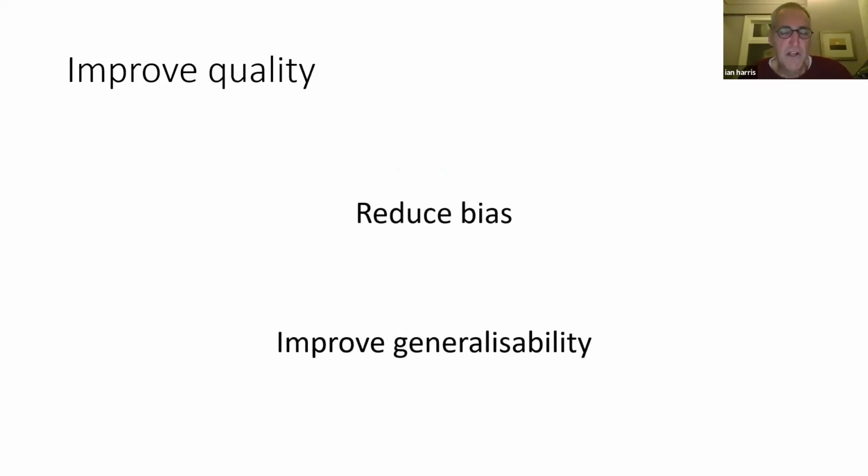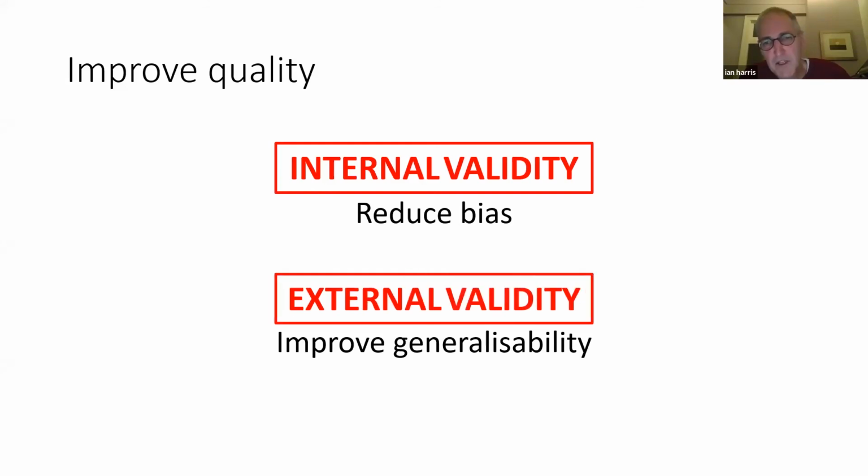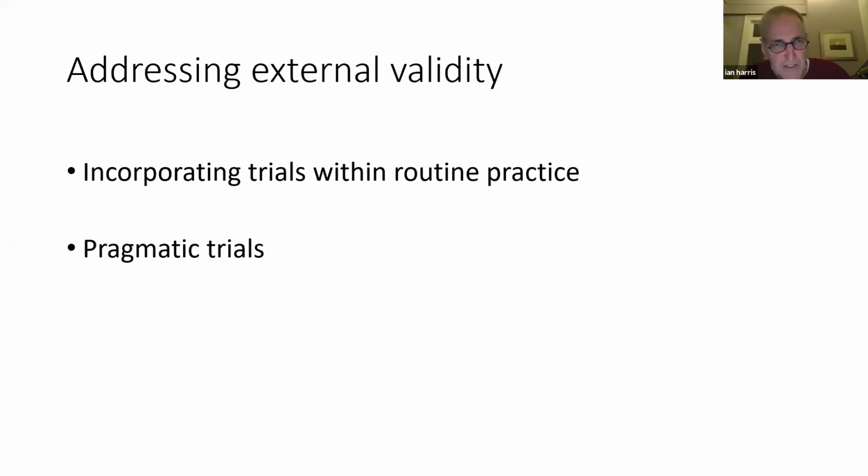So how do we improve the quality of any study? We reduce the bias and we try and improve the generalizability. So it's the internal and the external validity that we can try and improve. External validity, so the applicability or the generalizability of randomized trials, is often criticized, but if we do more real-world trials, so-called pragmatic trials, trials that reflect usual practice and incorporate these trials within routine practice, they're much more generalizable.